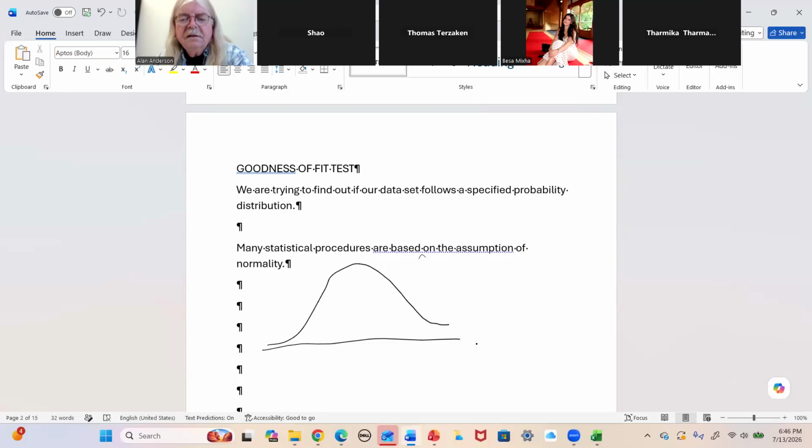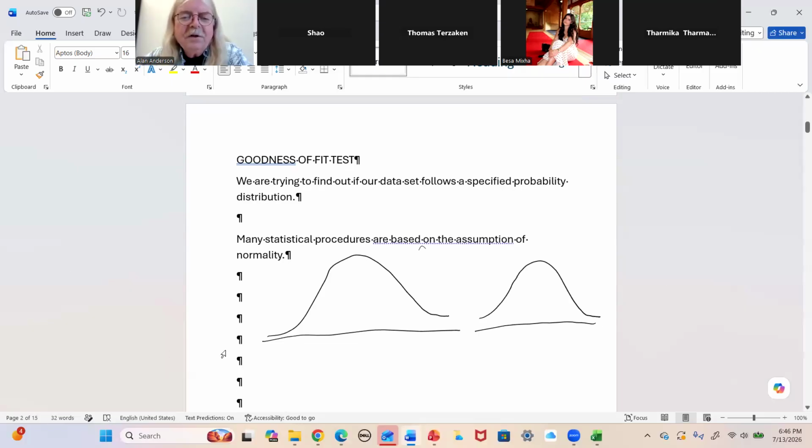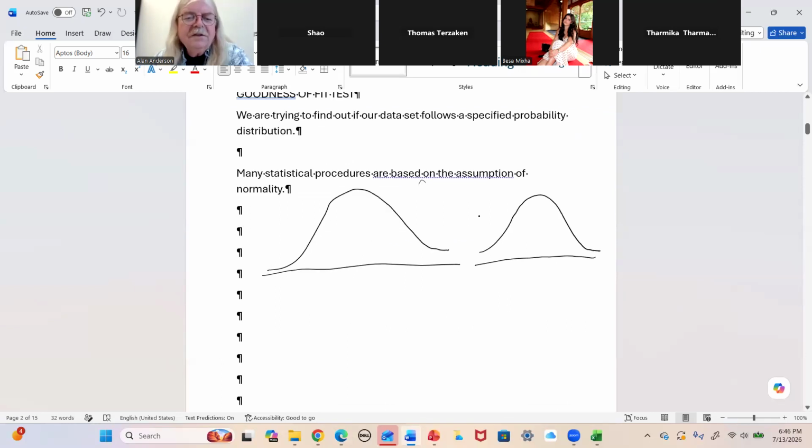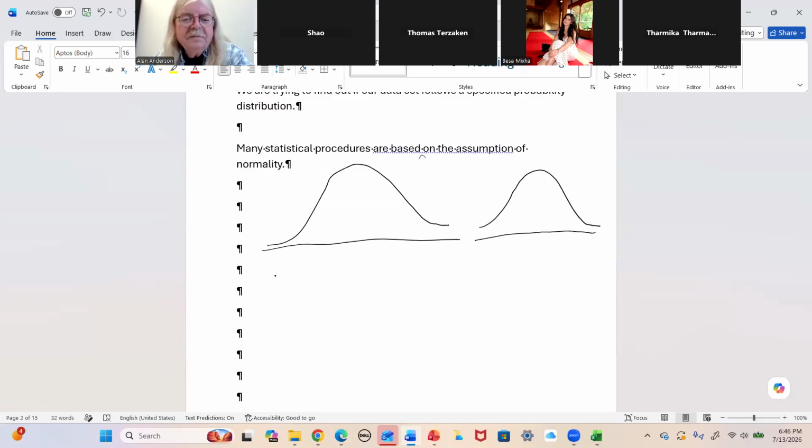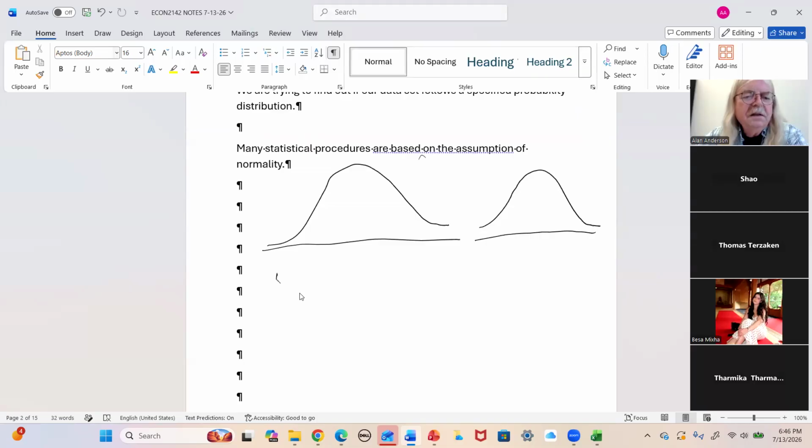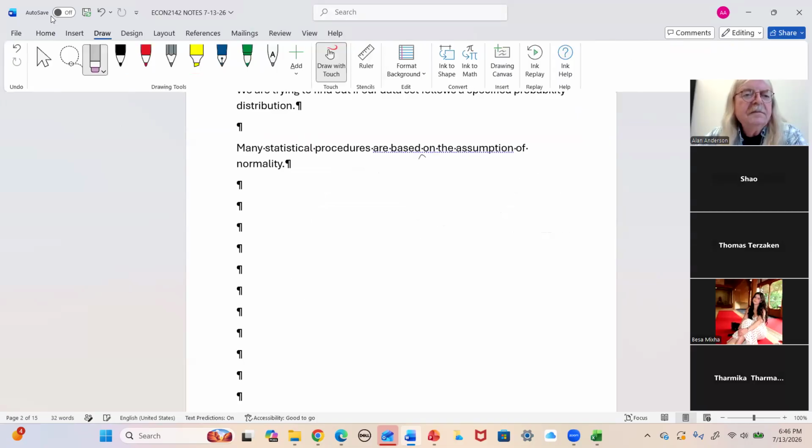But what if our data looks like this? Well, all right. It's hard to tell from those. Those are such awful graphs. Let's do the histograms anyway, just to give you a feel for what we're trying to do here. So we know what the normal looks like. It's symmetrical about the mean.